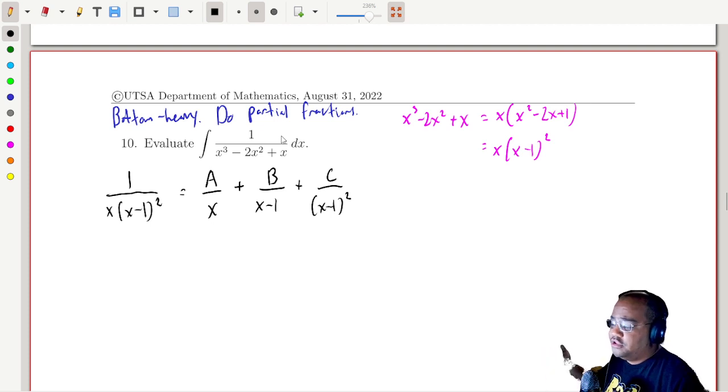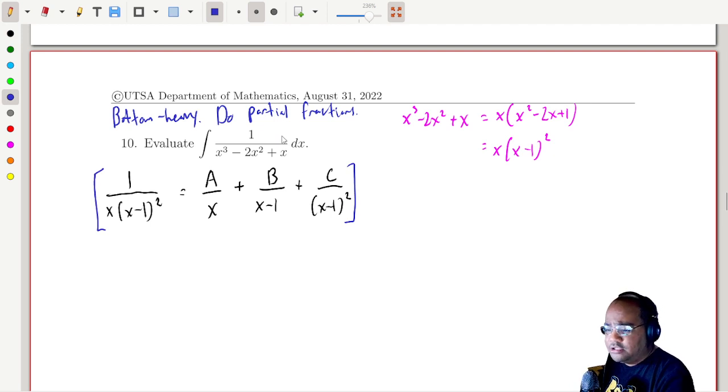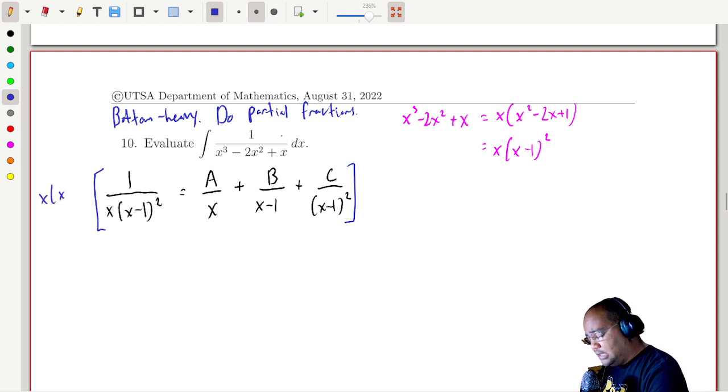Okay, now we do our usual thing. We go ahead and clear the fractions. So I'm going to write this here. Please watch the recipe and the method to see how to do the decomposition again. We're going to multiply both sides of this by x times (x minus 1) squared.